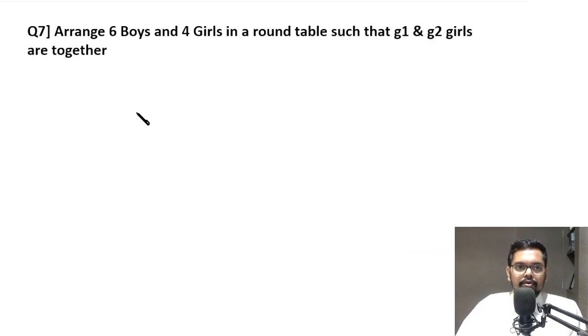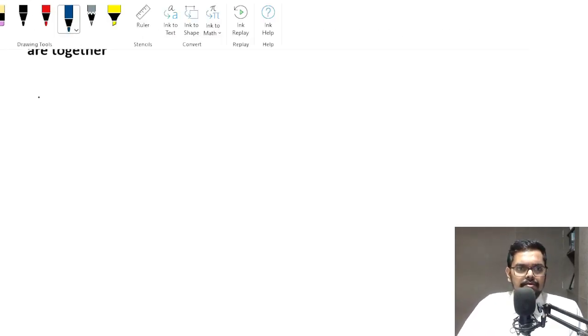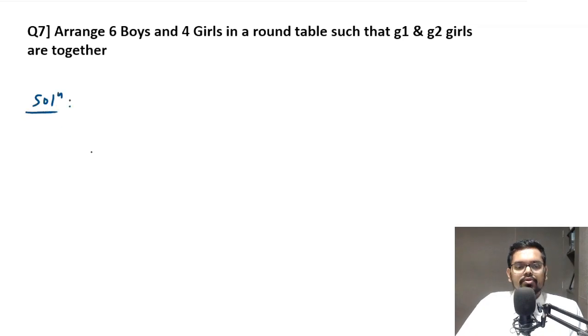Okay, going to the next question. Arrange 6 boys and 4 girls in a round table such that G1 and G2 girls are always together. So easy question, not that tough. Pause the video, try by yourself, then look at my solution. Arrange 6 boys and 4 girls in a round table such that G1, G2 girls together. So G1 and G2, okay, let me write in this way.